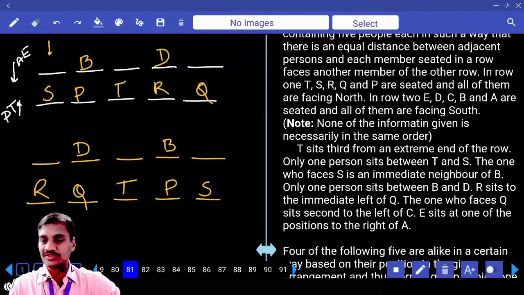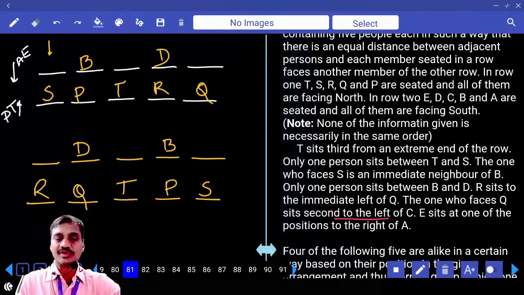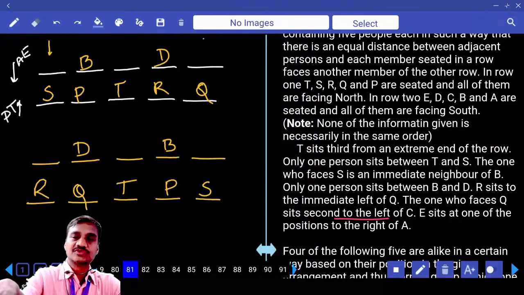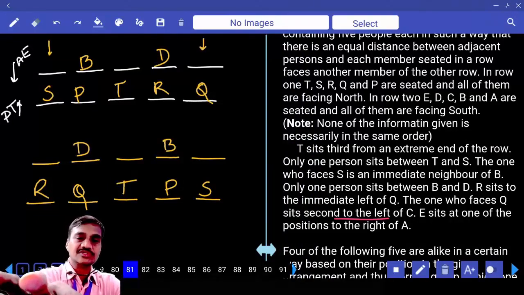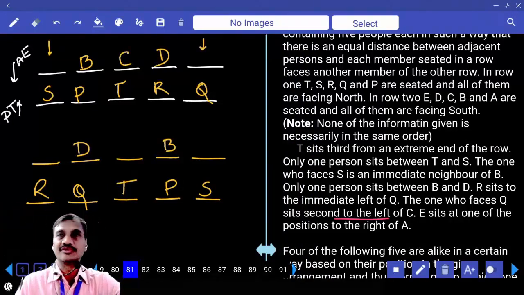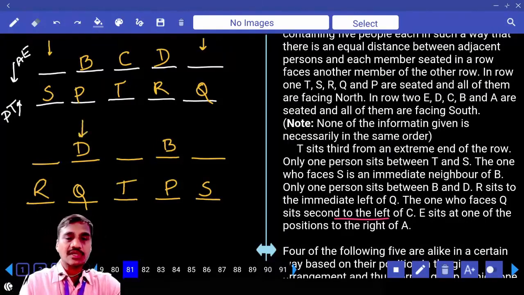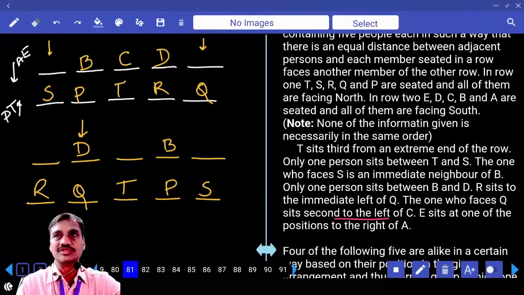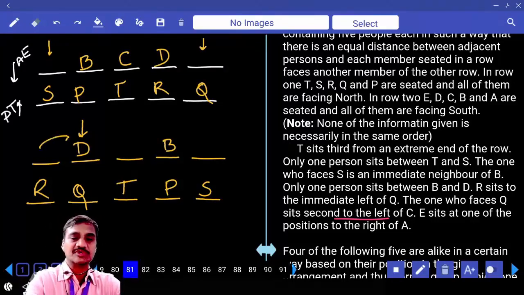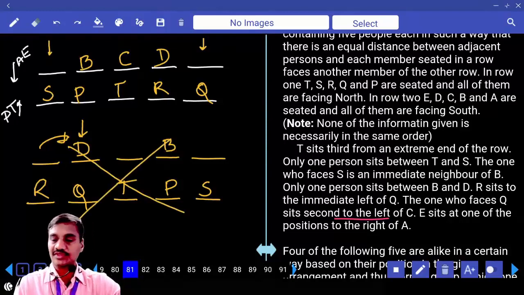And the one who faces Q sits second to the left of C. Now this person is facing Q, and that person is seated second to the left of C. C must be in between B and D. And again the person who is facing Q is this person, and that person being seated second to the left of C is not possible, because this person himself is second from the left end. Hence this is ruled out. Now we are left with the first one.